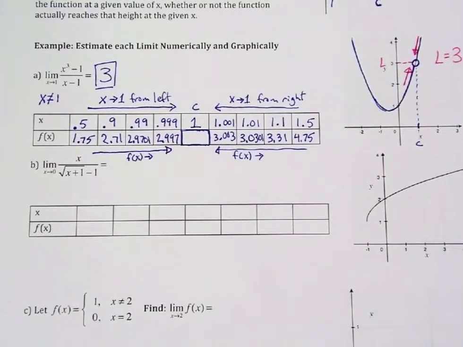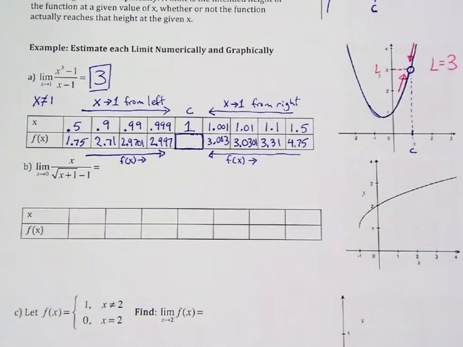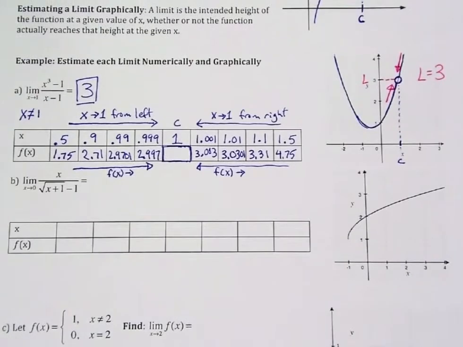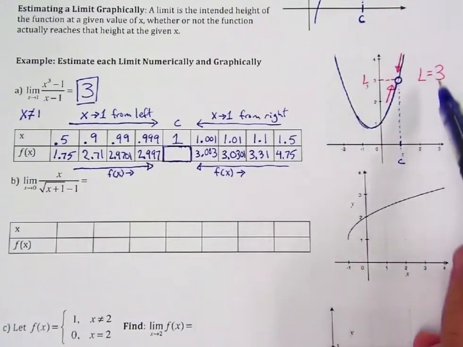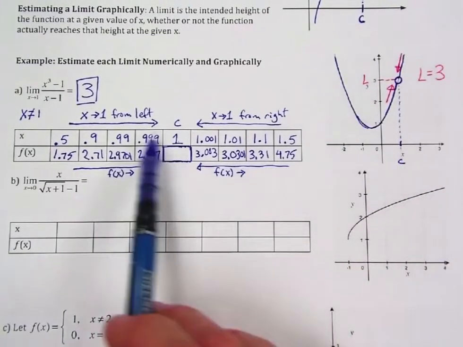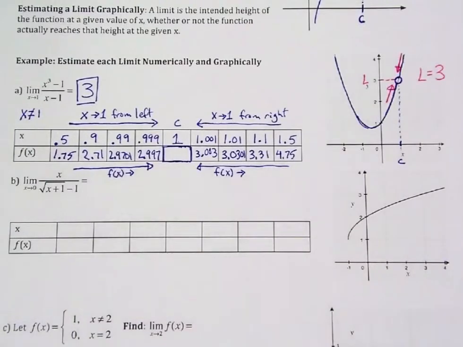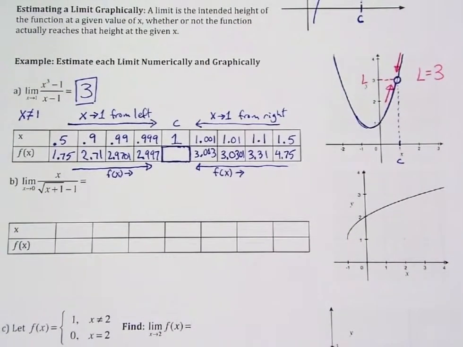All right, I want you to go ahead and try example B on your own. You're going to follow the same steps. You're going to find the limit graphically, just like we did up here. Then you're also going to find it numerically right here. You can pause the video and come back in a second to check your answer.